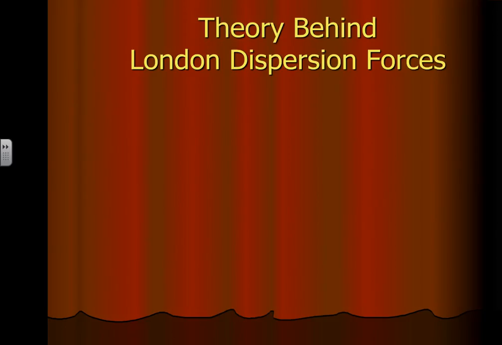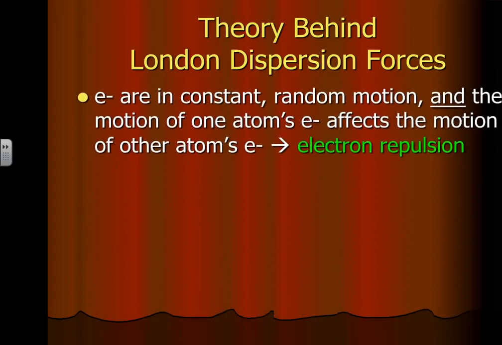We'll start with London dispersion forces first. There is a little theory behind it, in terms of what electrons are doing. Electrons are in constant, random motion, and the motion of one atom's electrons depends on a lot of different factors, but it really comes down to the way that atoms work together. One atom's electrons will affect the motion of another atom's electrons. So if you take two atoms and draw them closer to each other, the electrons will begin to repel each other a little bit. Again, that's called electron repulsion.